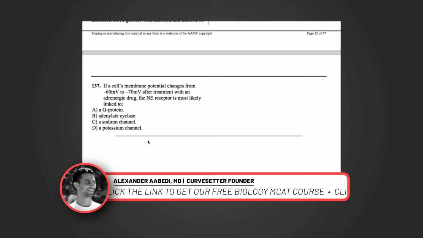And finally, let's look at D, a potassium channel. And we know that the second phase, the repolarization phase of the action potential, is mediated by voltage-gated potassium channels, right? Because you have movement of potassium out. The driving force of potassium is out of the cell. And you have movement of positive ions out, you're going to get hyperpolarization. So we're going to pick D as our answer choice.